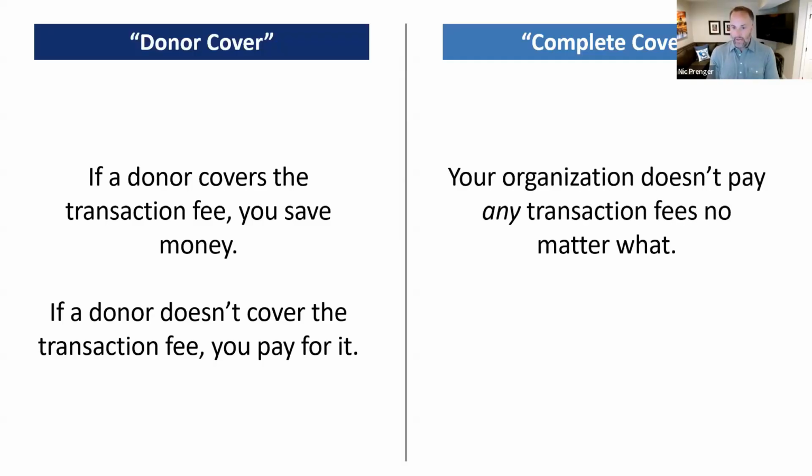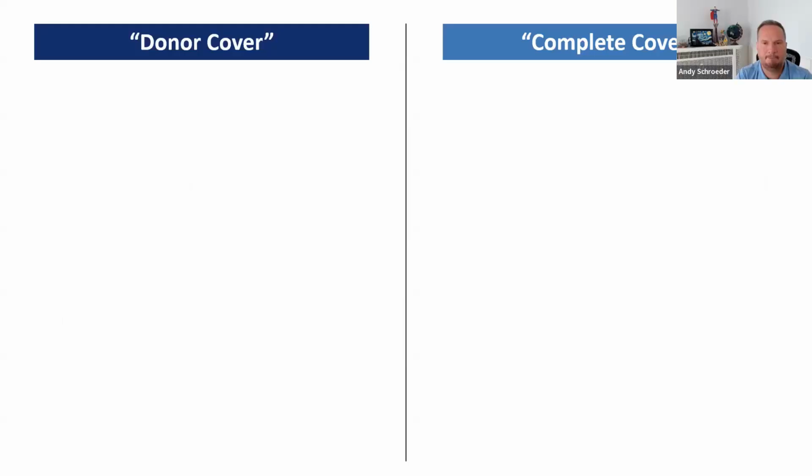Or if you turn on complete cover, all the gifts that come through there, your organization doesn't pay any transaction fees. If somebody donates $100, you're getting $100 regardless of what the donor checks or unchecks, right? It's donor cover, it's complete cover. Blackbaud is making a promise to you that you are going to get every dollar of the original gift that is intended. Okay.